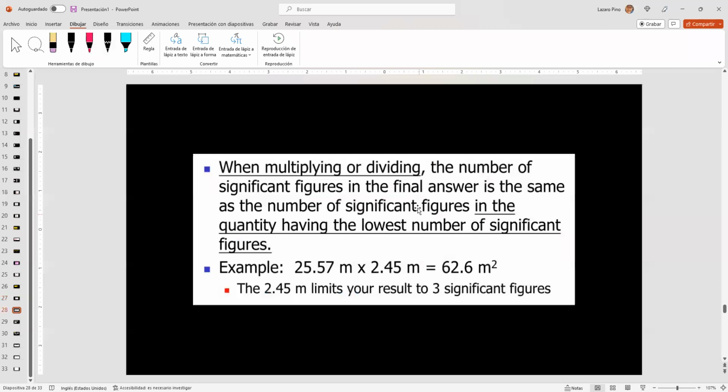In the case of multiplying or dividing, you will consider in your answer only the number of significant figures in the number with least significant figures. In this case, you have here 3 and here 4. Then your answer must have 3 significant figures, as you can see here. This is for multiplication and also dividing.